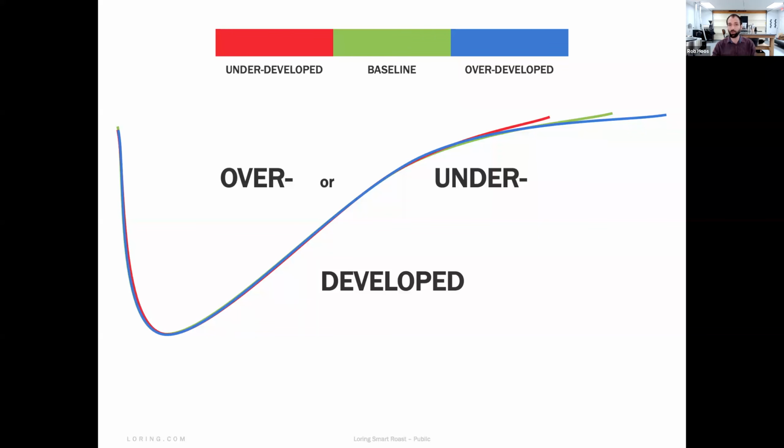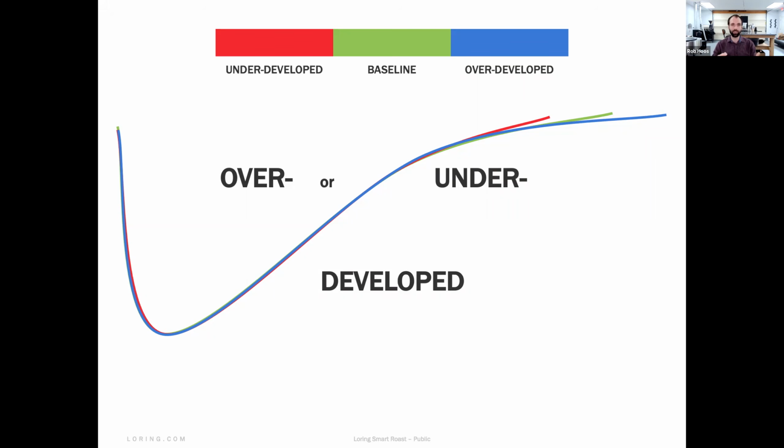But when we start talking about roasting and the professional side of it, we have to be very careful that we're using the right words to describe the right problems so that we're actually communicating ideas clearly. So: underdeveloped, baseline, and overdeveloped. We'll assume that the baseline roast is a good roast. Underdeveloped means that the amount of time in development is less than it should be.